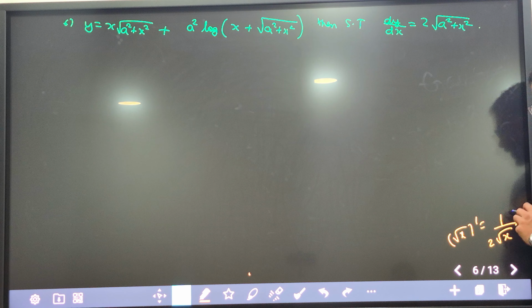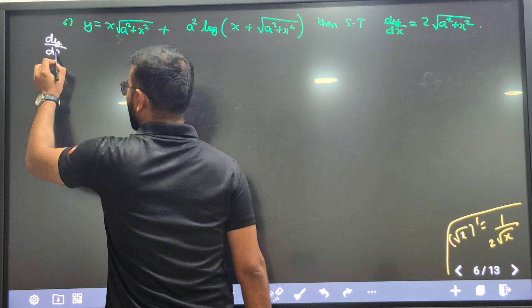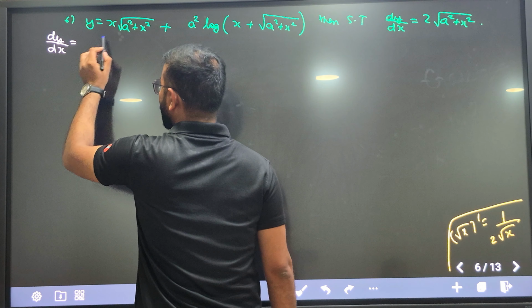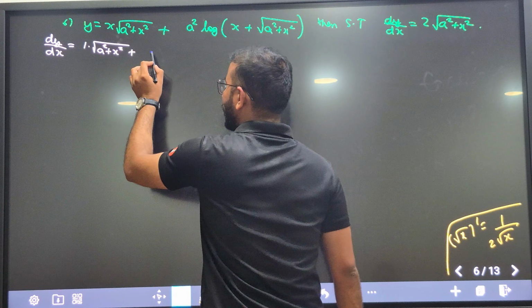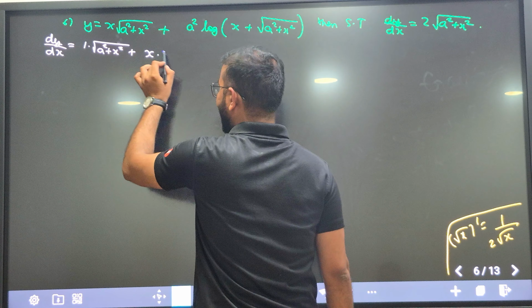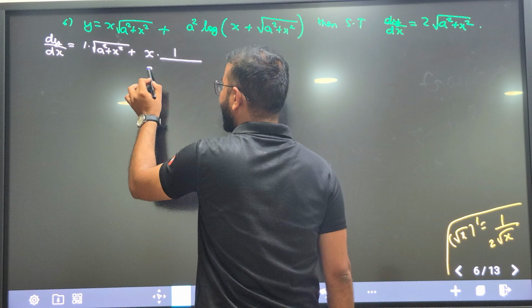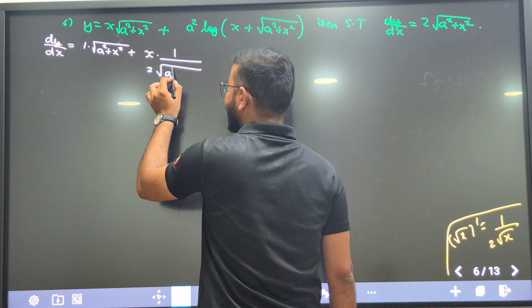Chalo, let's start. So how to do this is, we'll apply the product rule. What is the product rule, guys? First we'll differentiate x and keep the other as constant. X differentiation is 1. Plus, keeping this constant, you will differentiate root x. Root x differentiation is 1 by 2 root of whatever is inside.